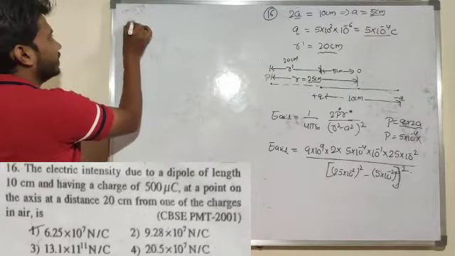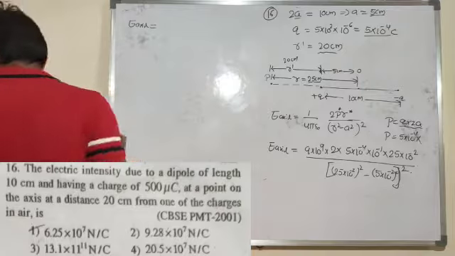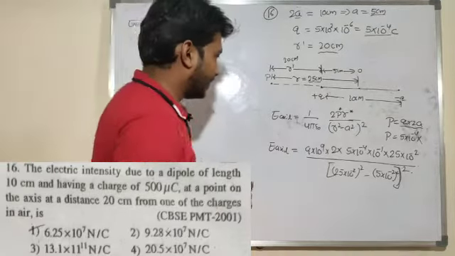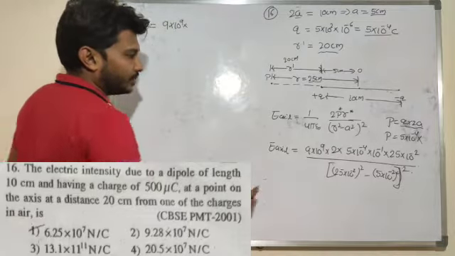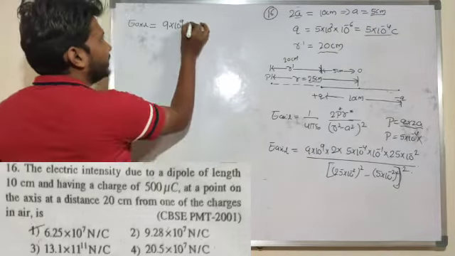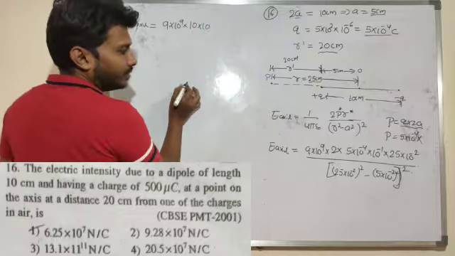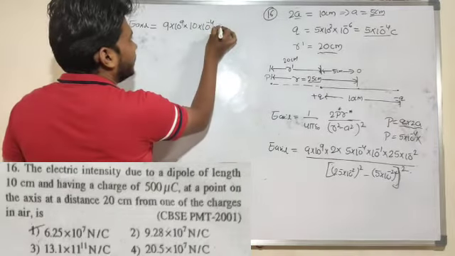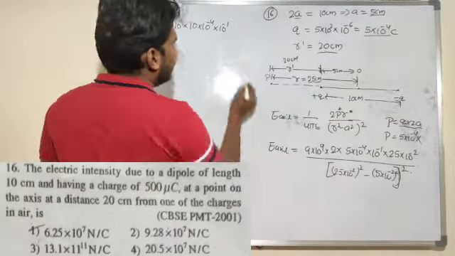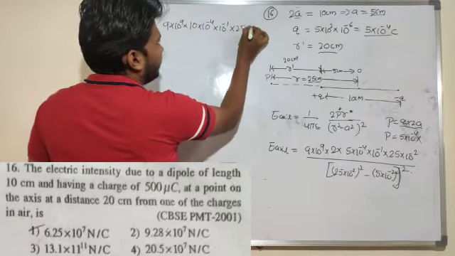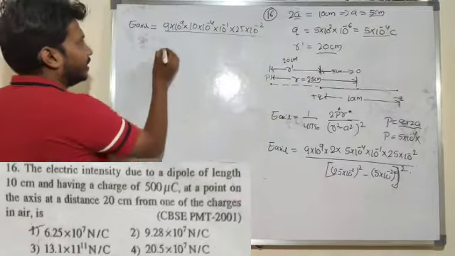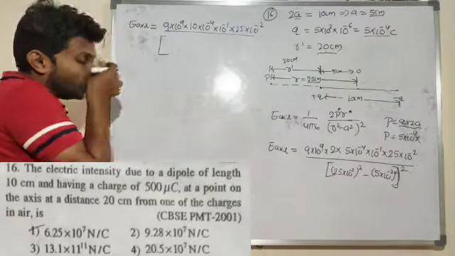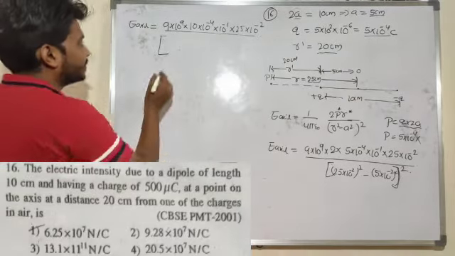Look at the values. 9 into 10 to the power of 9, times 2 into 5, that is 10 into 10 to the power of minus 4, into 10 to the power of minus 1, into 25 into 10 to the power of minus 2, divided by 25 into 25. So that is 625.